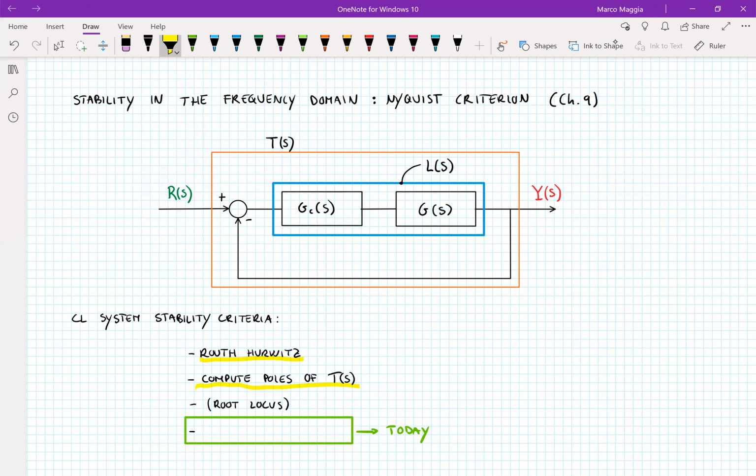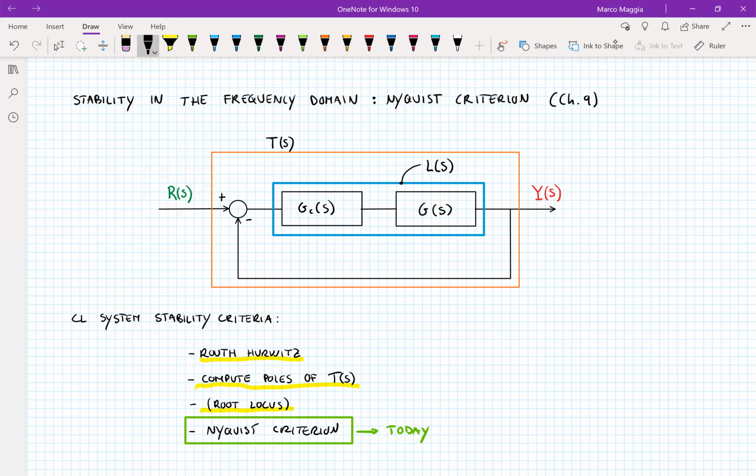And then you can infer some information about the stability. If you have a parameter, let's say a constant gain, or any other parameter, then you can vary it and write the characteristic equation as 1 plus k L of s equals 0. You can also draw the root locus and infer some stability information from it. Now, today, we're gonna take a look at the last, which is the Nyquist criterion.